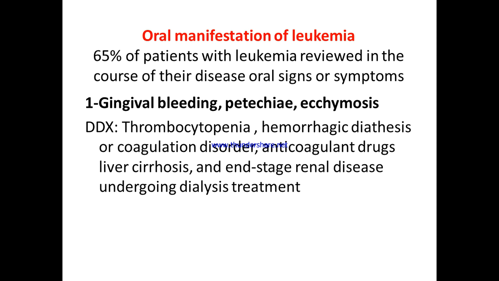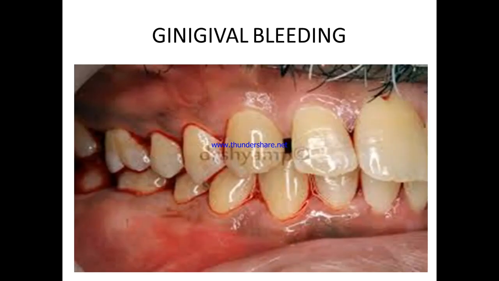In general, what are the oral manifestations of leukemias? 65% of patients with leukemia will reveal oral signs and symptoms, including gingival bleeding, petechiae, and ecchymosis. We should make a differential diagnosis for this gingival bleeding, which includes thrombocytopenia, hemorrhagic diathesis or coagulation disorders, anticoagulant drugs, liver cirrhosis, and end-stage renal disease, who have dialysis treatment. All these disorders also have oral bleeding and gingival bleeding, so we should differentiate it from the leukemia by doing blood film and complete blood picture.